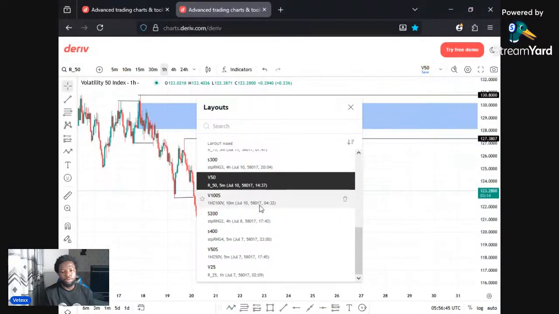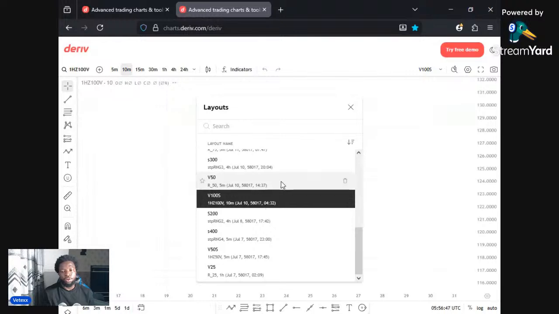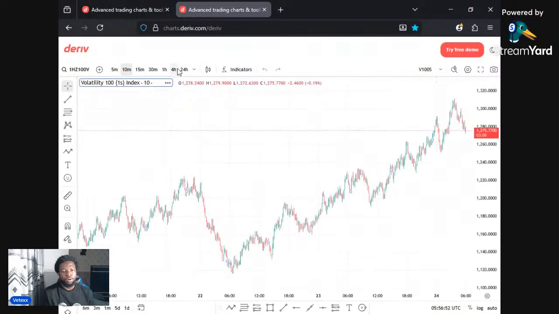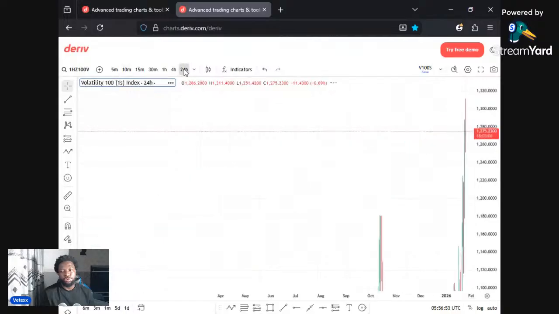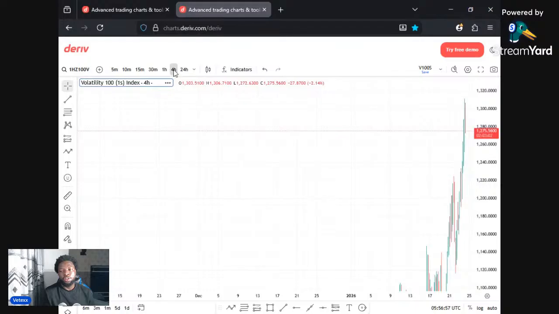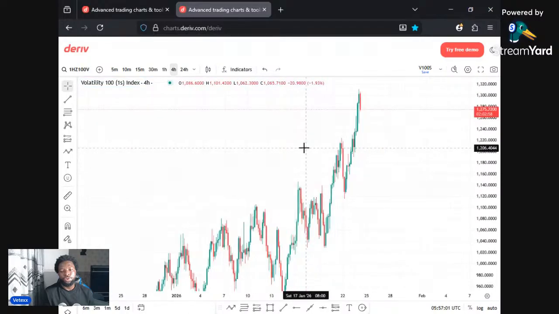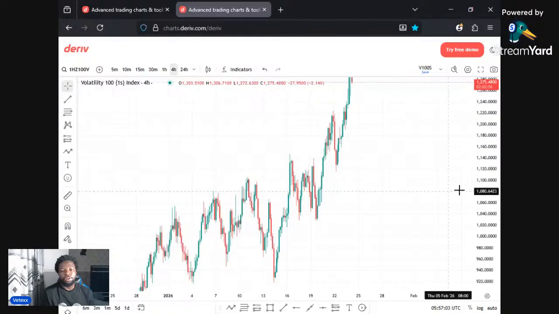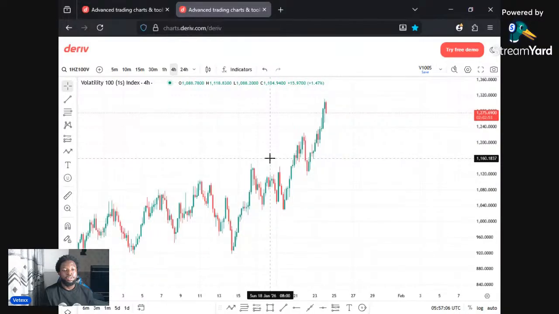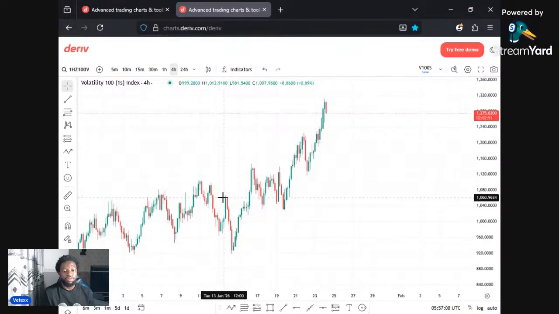We are checking out V100S. What do we have on V100S? On the 24-hour time frame, V100S is bullish. On the 4-hour time frame, it is still bullish. The reason why it's bullish is that on the weekly time frame, we have a bullish move on the V100 index, and it hasn't smashed its target on the weekly time frame. So on the 4-hour time frame, this is what we have been anticipating.